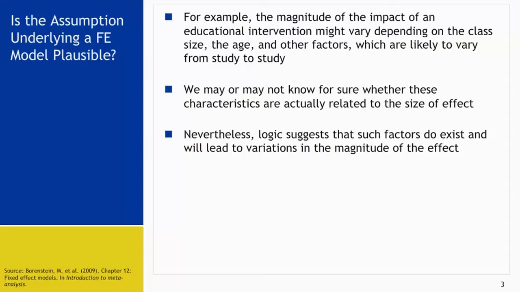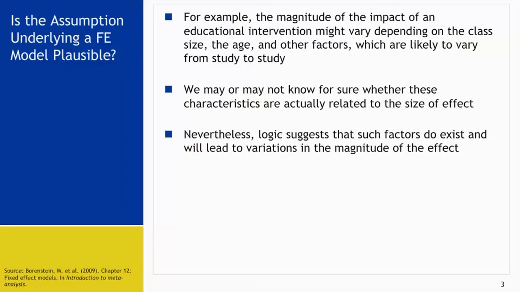For example, you may argue that vitamin D studies done in the United States are going to be different from those studies done in Asia, because some countries may be closer to the equator such that they will have more sun exposure. So the baseline vitamin D level in the participants is different. So we have all this knowledge to help us evaluate the factors that may or may not be the same across studies. But most of the time, logic suggests that such factors do exist and will lead to variations in the magnitude of effect.